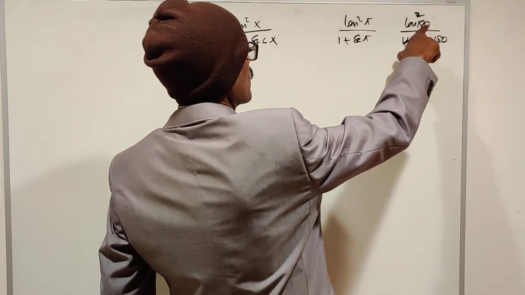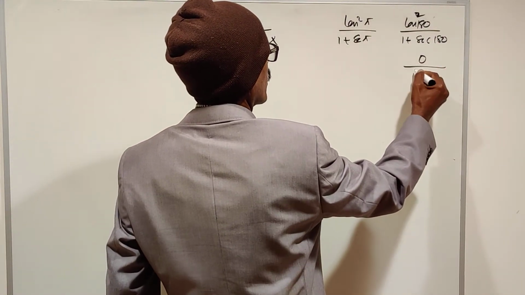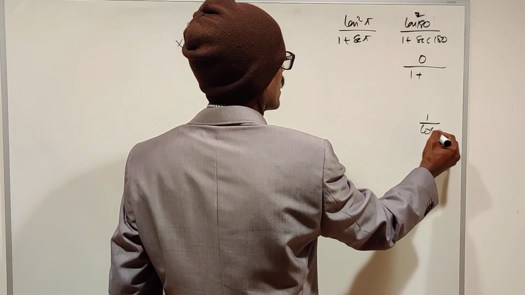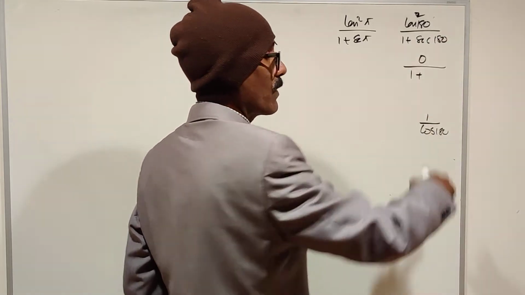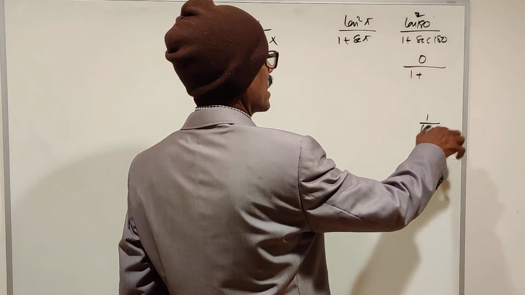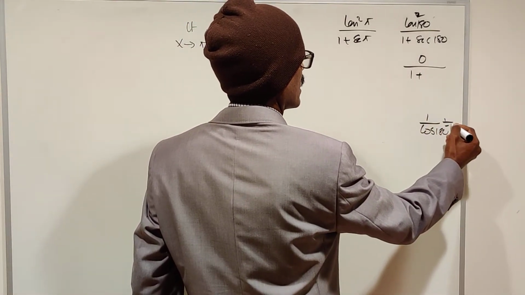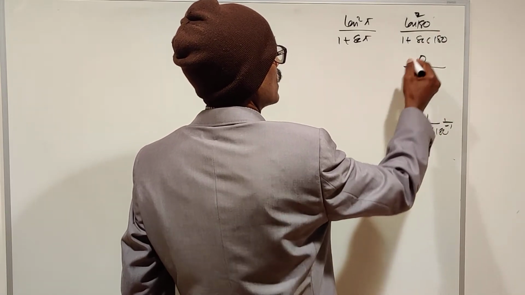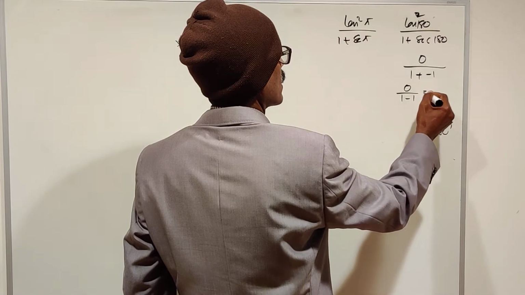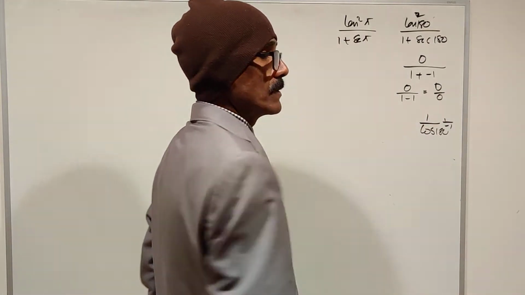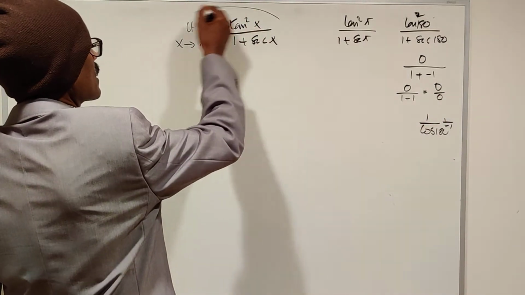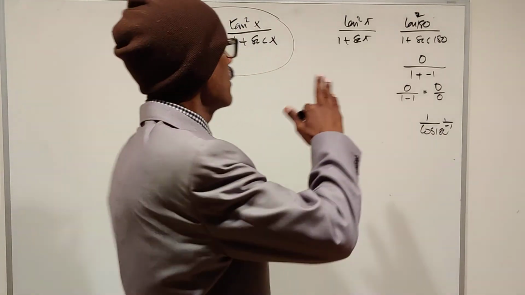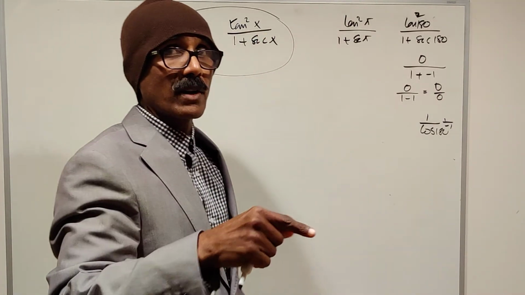Okay, so tan 180 is 0, divided by 1 plus sec 180. Sec is the reciprocal of cos, so it is 1 by cos 180, which is 1 by negative 1, so negative 1 is the value. So 0 by 1 minus 1, that is 0 by 0. That is, the limit value of this function is 0 by 0. We cannot determine the value directly, so now we need to find it out.